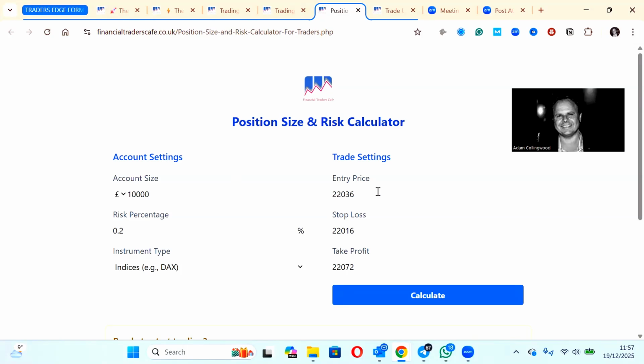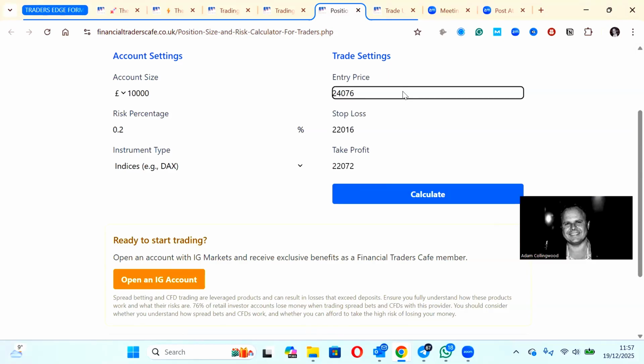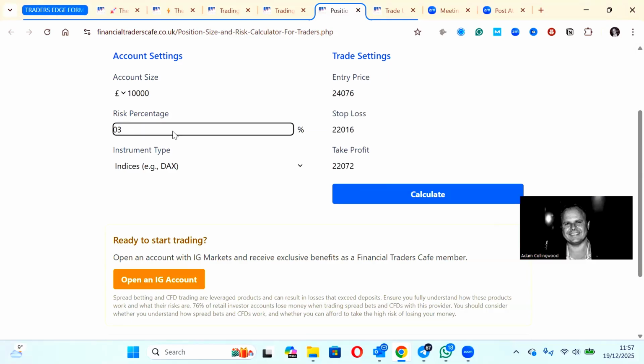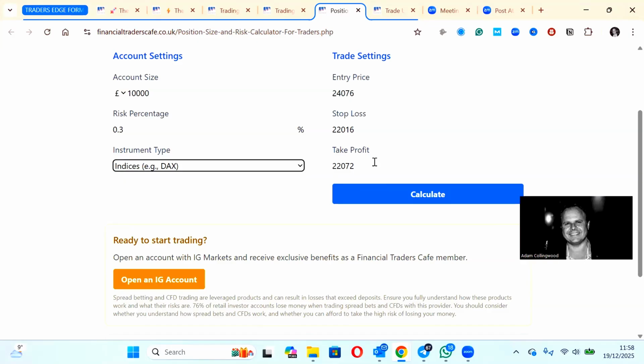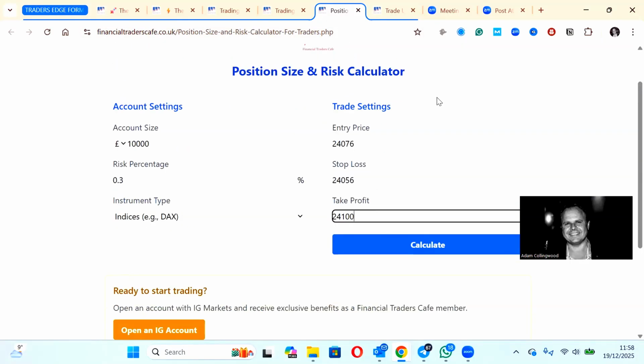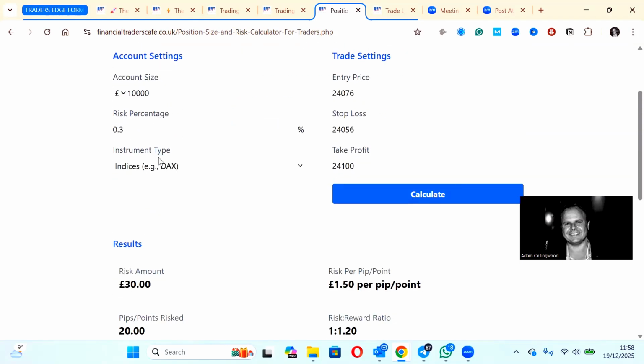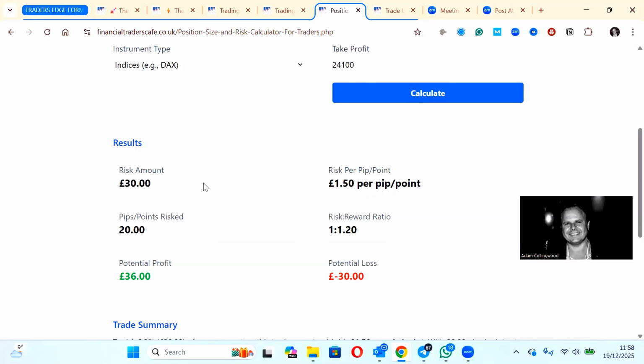This is kind of like the Swiss Army knife one, where literally what you do is every time you've got a trade setting up, you can just put in the entry price there. So say if it was 24,076, and then risk percentage 0.3%, trading in DAX, entry price 24,076. Your stop loss is going to be 24,056, and then you're going to take profit. We'll call it 24,100. So that's telling you is a 10,000 account there, and you're risking 0.3%. You're going to risk 30 quid on that account.